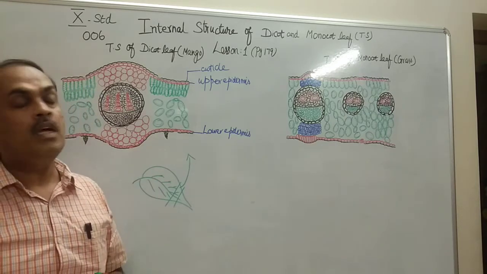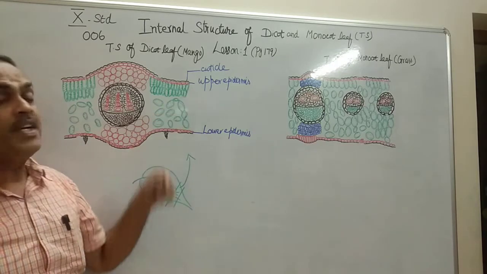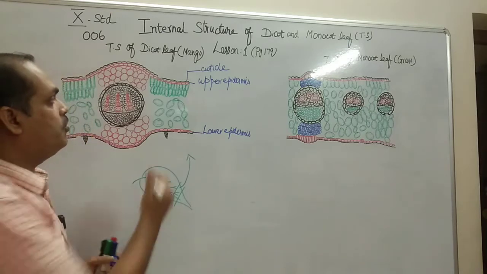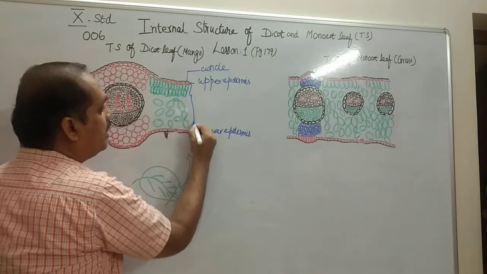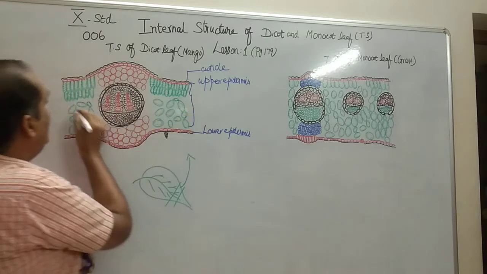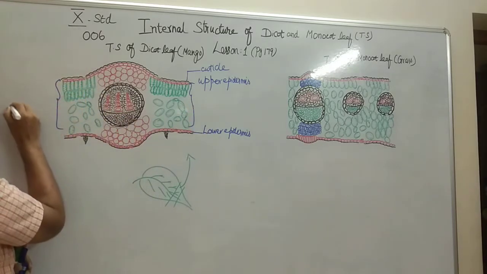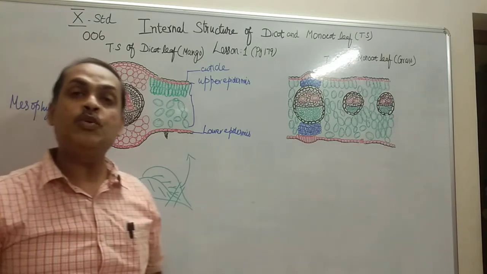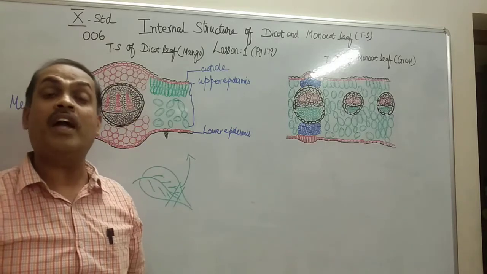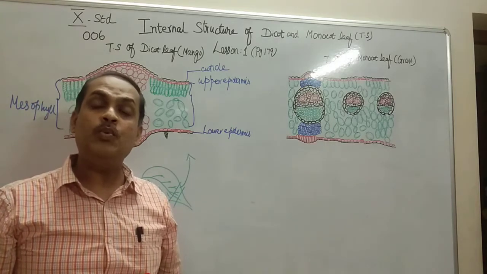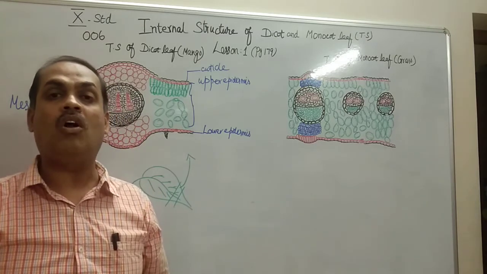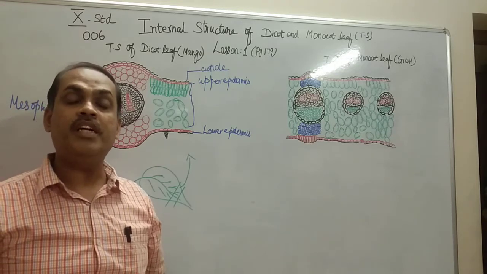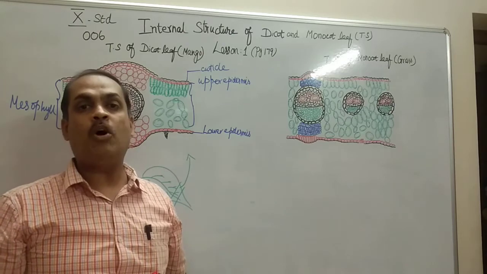Now, the tissue that is formed in between the upper epidermis and the lower epidermis is called mesophyll tissue. So, from this layer to this layer, it is called mesophyll tissue. I am writing this side. This is called mesophyll tissue. The tissue that is found between the upper epidermis and the lower epidermis. In fact, the entire tissue that is found in between the upper epidermis and the lower epidermis is called mesophyll tissue. The mesophyll tissue in dicot leaf is differentiated into palisade parenchyma and spongy parenchyma.